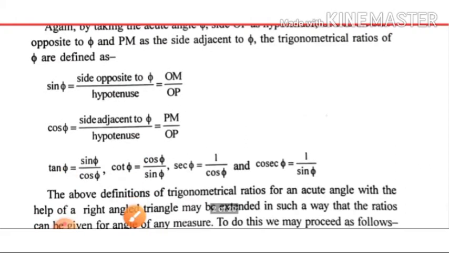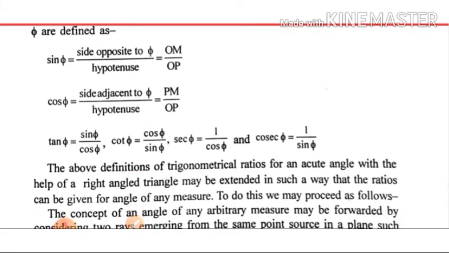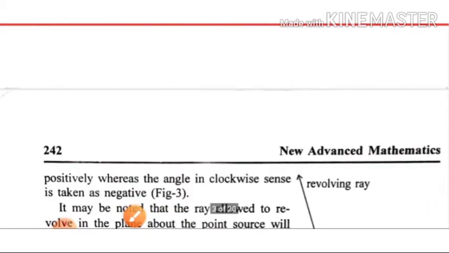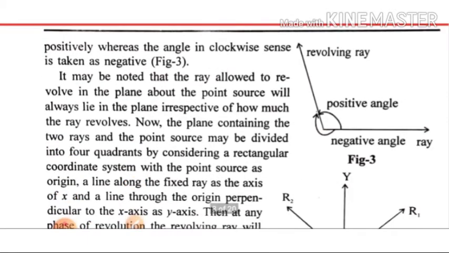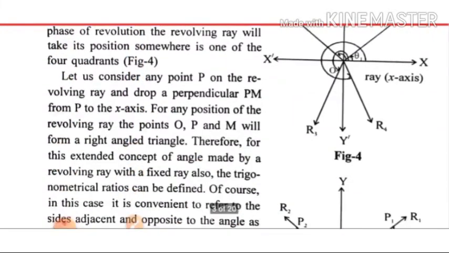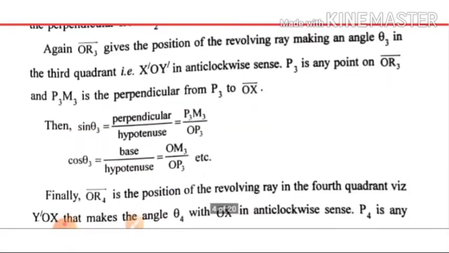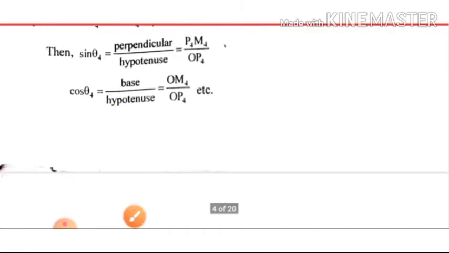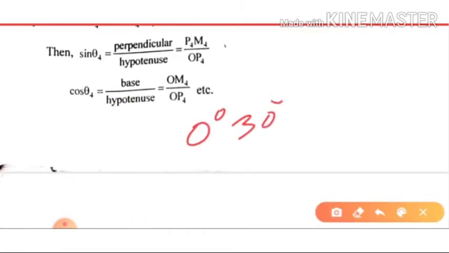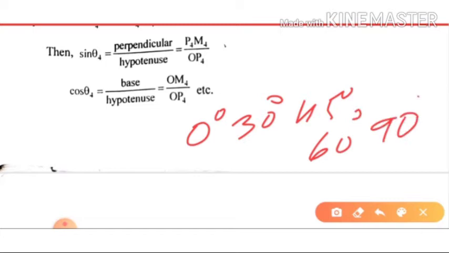If the angle is named theta, it will be theta. If it is psi, it will be psi. Now, in general maths we have some standard angles like 0 degree, then 30, then 45, 60 and 90. These are the standard angles, and we know the values of these standard angles.